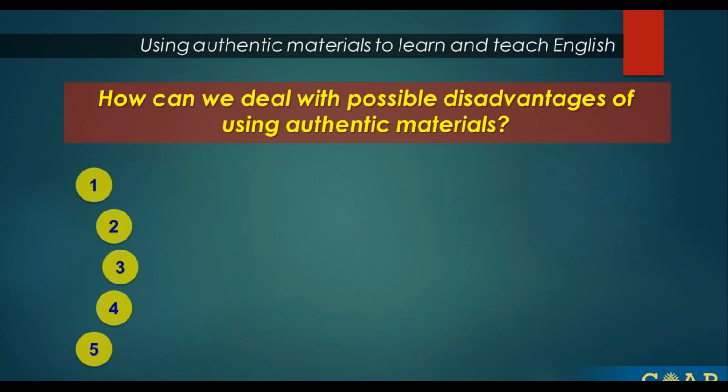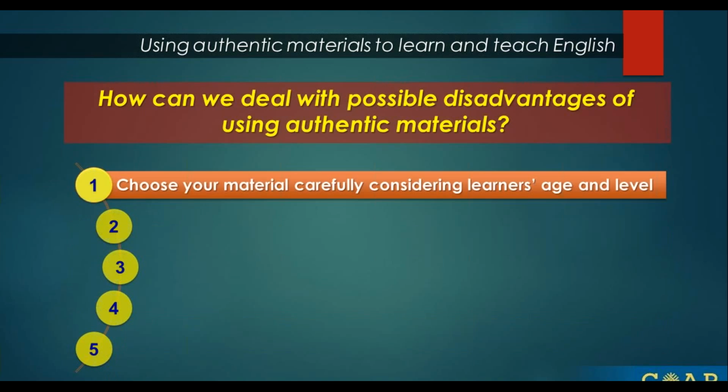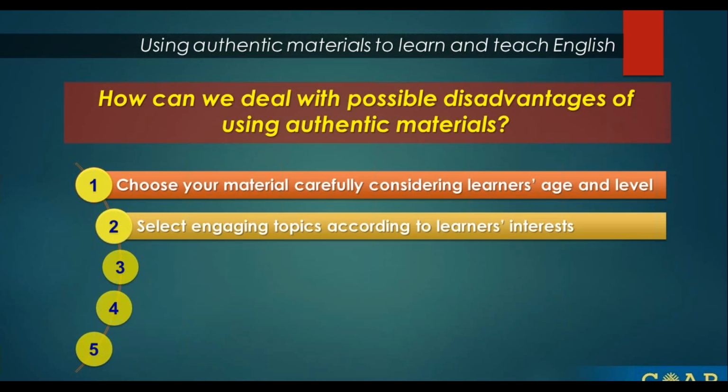And how can we deal with the possible disadvantages of using authentic materials? There are some ideas. First, we need to choose our material carefully, considering our learners' age and level. If our students are beginner, we have to choose those materials which go according to our students' level. And then we must select engaging topics according to the learner's interests. Yeah, if they're a teenager, we must select topics that are appealing to them.